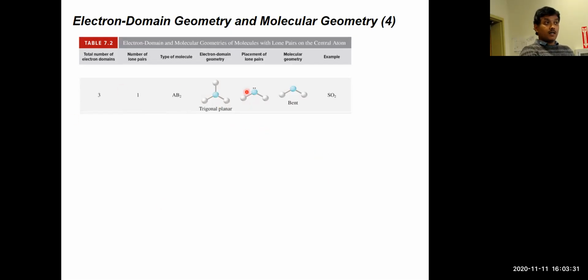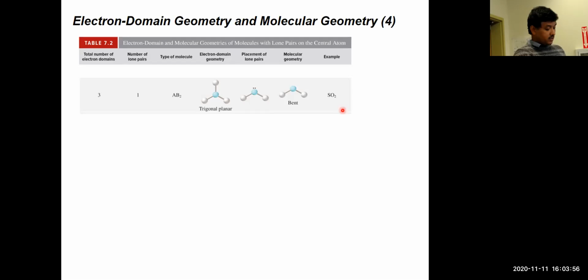And when it comes to the shape of that electron domain geometry, the placement of electrons, you can replace one of the bonds with an electron pair and show the placement of lone pairs, which is used to predict the molecular geometry. So molecular geometry does not consider the lone pairs when it is predicting the shape of the molecule. So the shape of the molecule is going to be just bent.